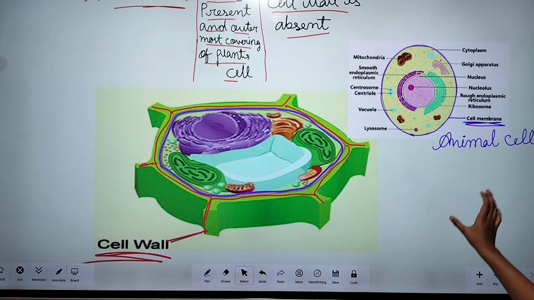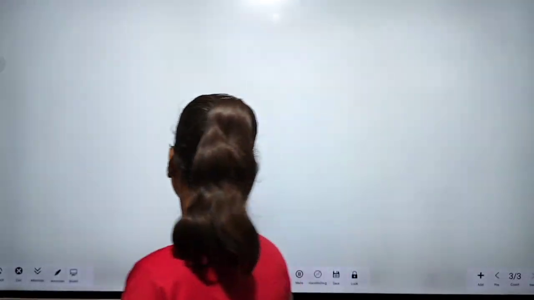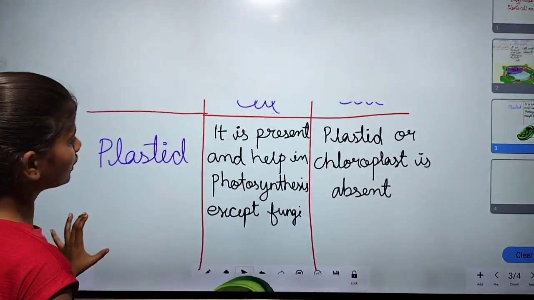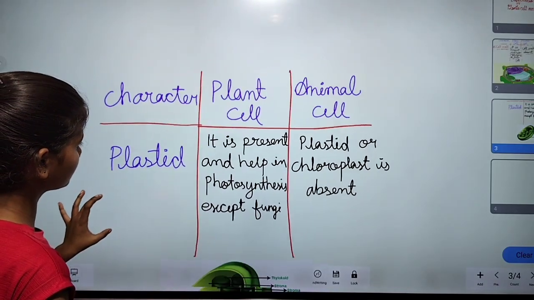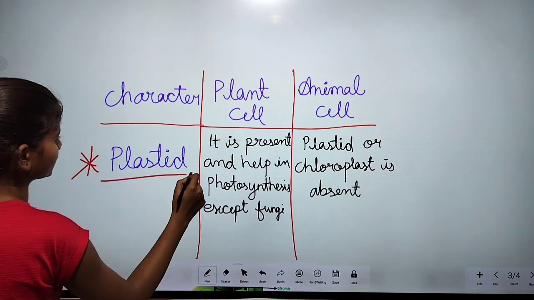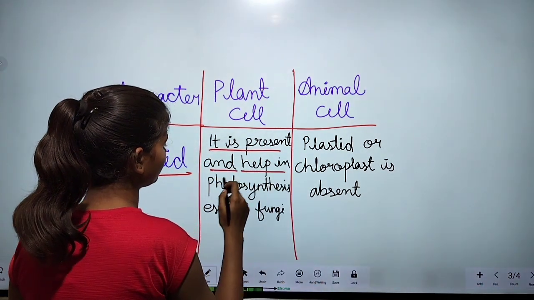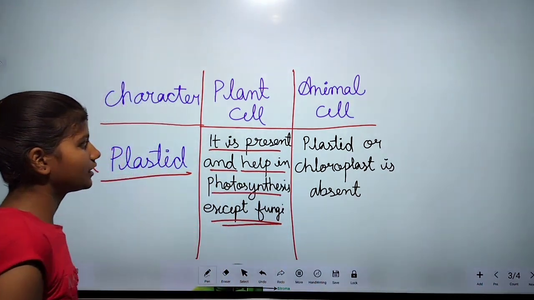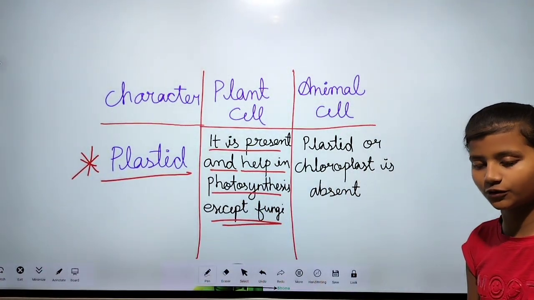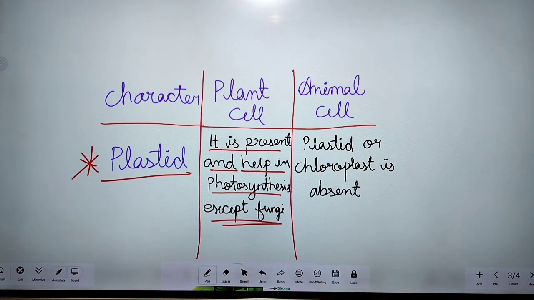Okay, and now move to the next character. So our next character is plastid. Plastid. It is present and helps in photosynthesis, except in fungi. In a plant cell, plastid is present and it helps to do photosynthesis, but except fungi. Fungi does not have plastid.